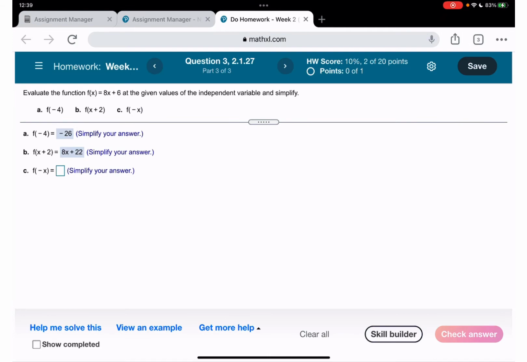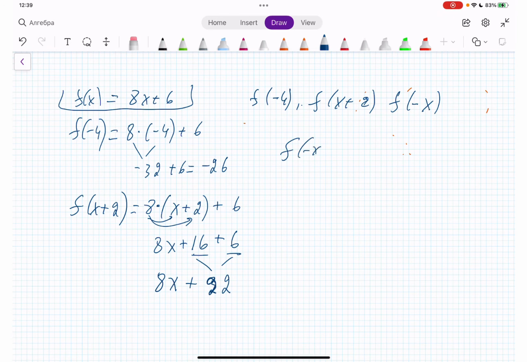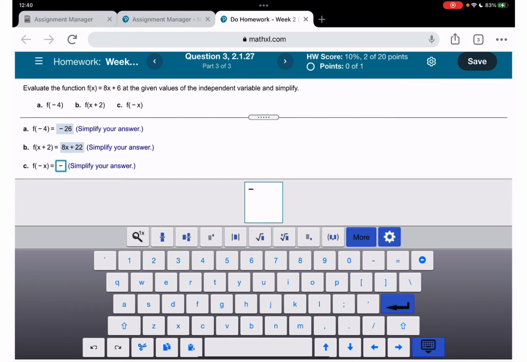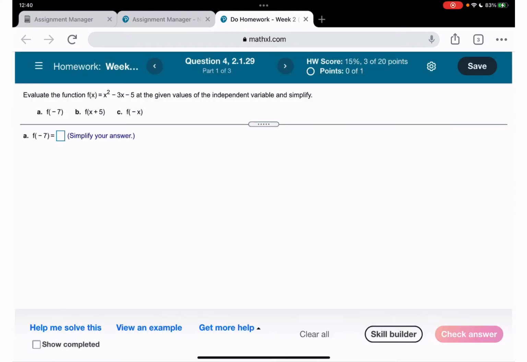Fantastic. And the last one, f of negative x. So instead of x, I'm writing down 8 times negative x plus 6. So it's going to be negative 8x plus 6. And that's going to be our answer. Negative 8x plus 6. Okie dokie. Going to next question.